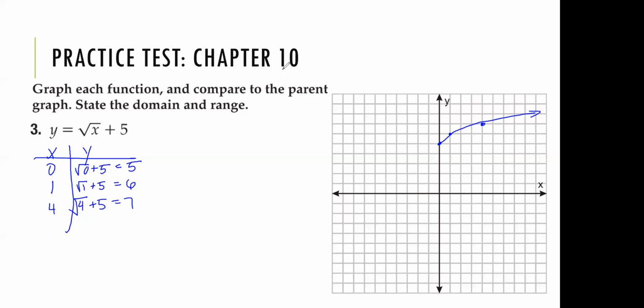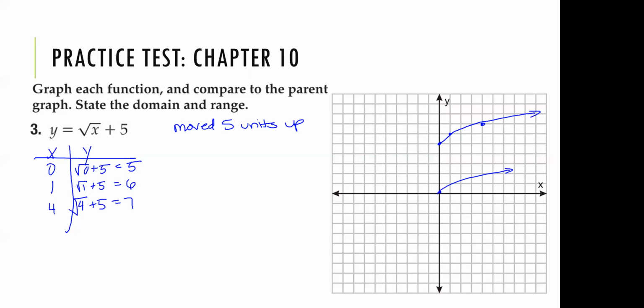And it says to compare it to the parent graph. So remember, the parent graph starts at 0 and goes up like this. So it moved 5 units up from the origin, okay?